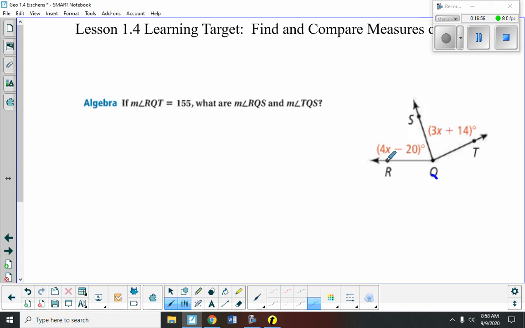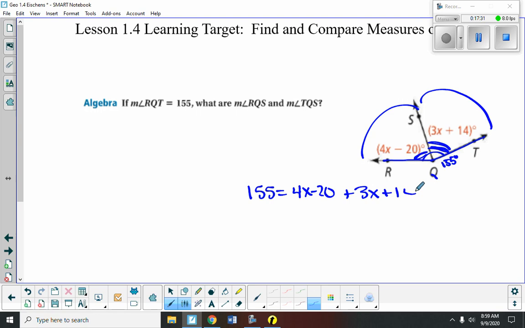We know that the measurement of angle RQT is 155. So the whole thing, the whole kit and caboodle, I like to say, is equal to 155. And using the angle addition postulate, we know that the two smaller parts, this part plus this part, equals the whole. So the whole is 155, and that will equal angle RQS, which is 4x minus 20, plus the measure of this one, which is 3x plus 14.